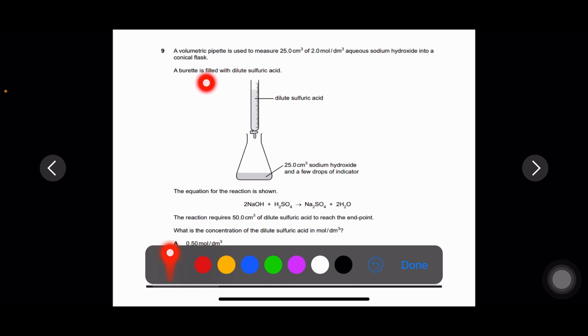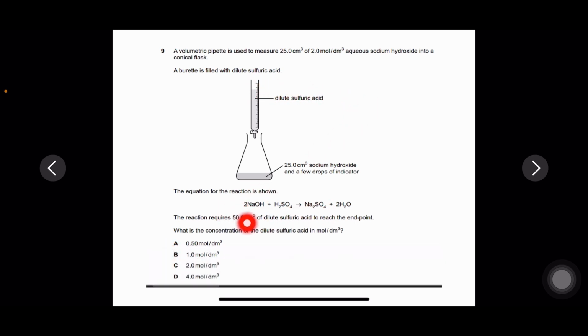Question 9 is again from stoichiometry. A volumetric pipette is used to measure 25 cubic centimeters of 2 mole per cubic decimeter aqueous sodium hydroxide into a conical flask. A burette is filled with dilute sulfuric acid. They have given you the equation. The reaction requires 50 cubic centimeters of dilute sulfuric acid to reach the end point. What is the concentration of dilute sulfuric acid in mole per cubic decimeters?